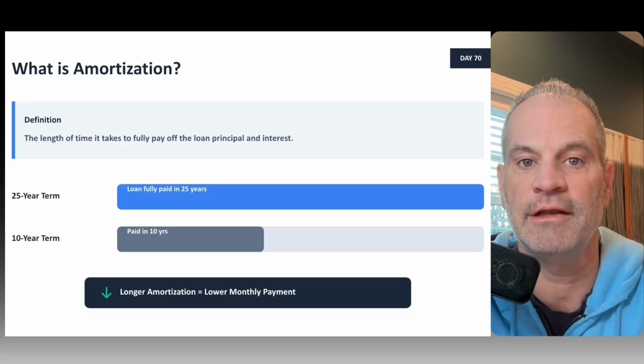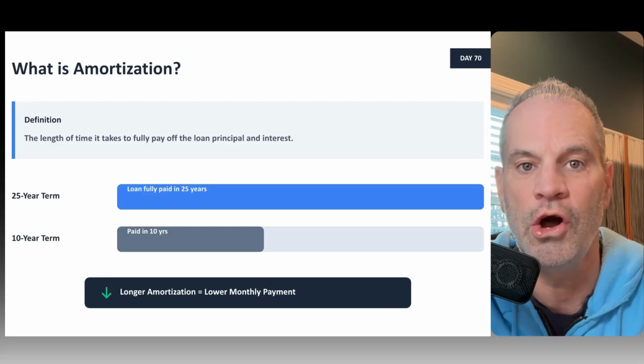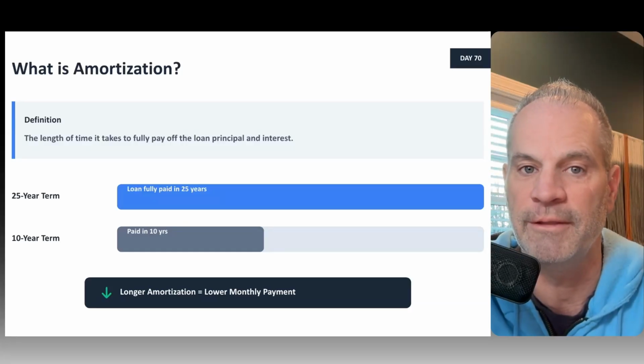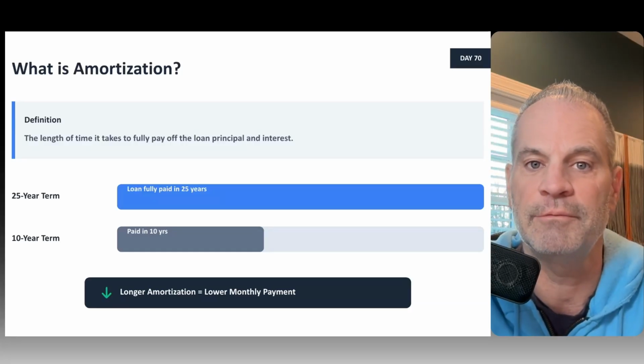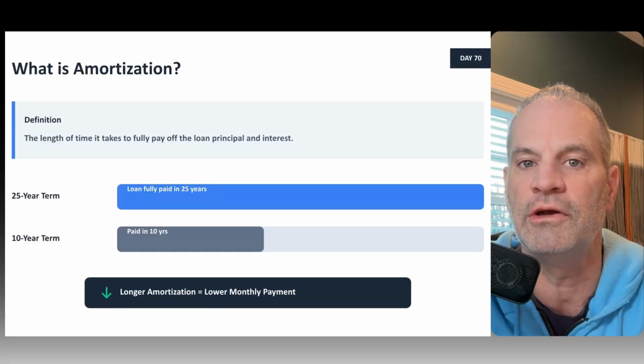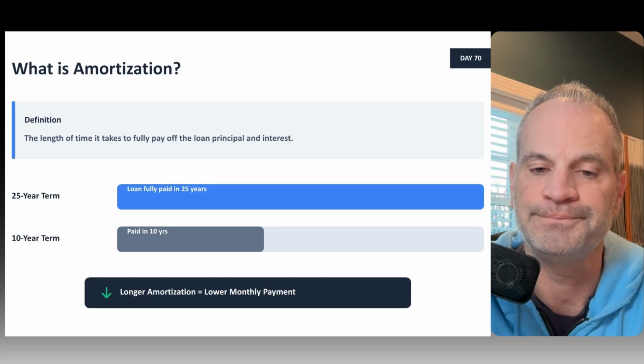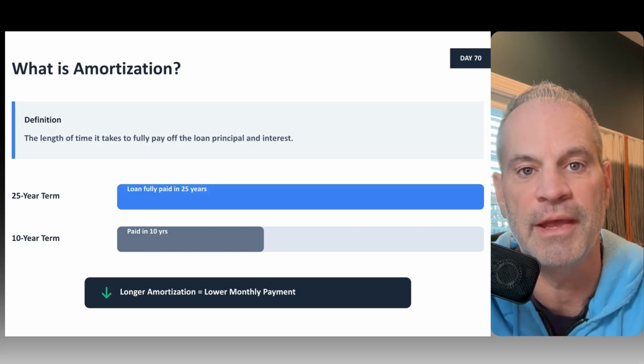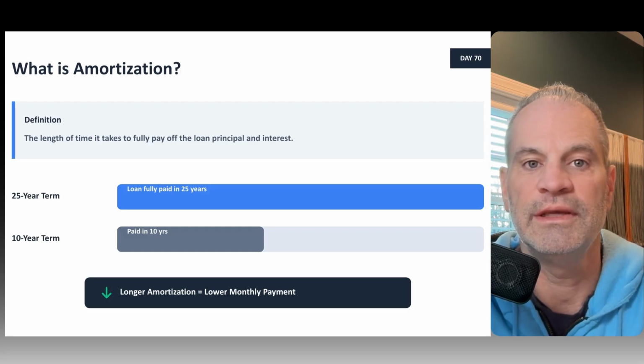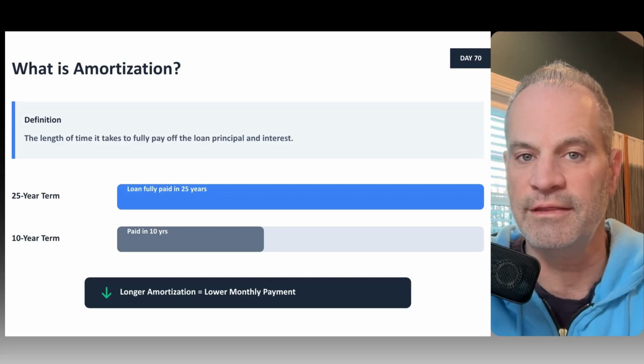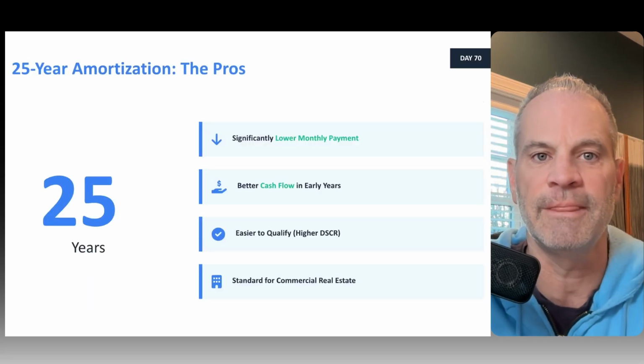Key takeaway is that a longer amortization period always results in a lower monthly payment. That's because you're spreading the principal and interest repayment over a much longer timeline. But remember, a lower monthly payment doesn't mean you're paying less overall. So we need to analyze the trade-offs, starting with the benefits of the 25-year option.